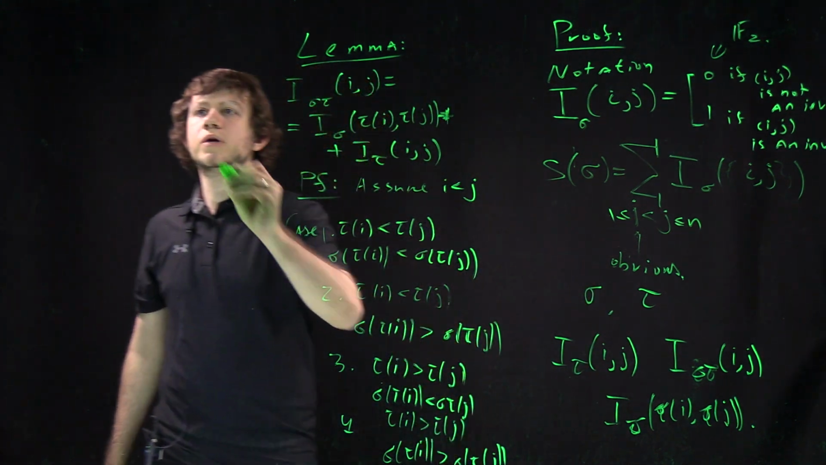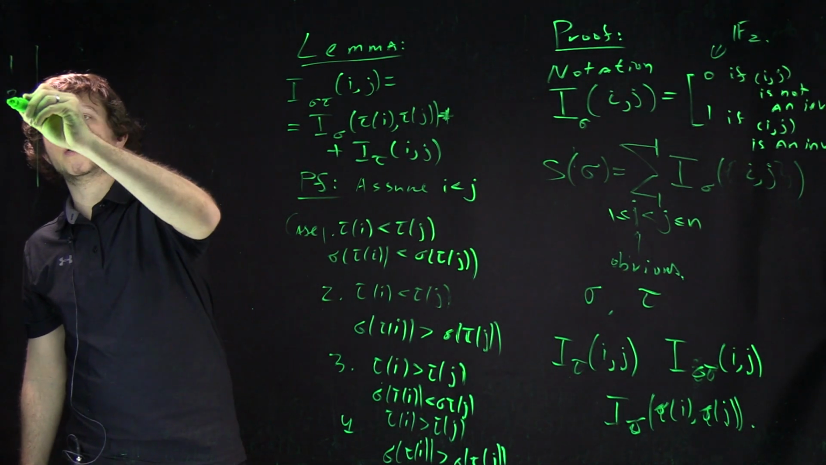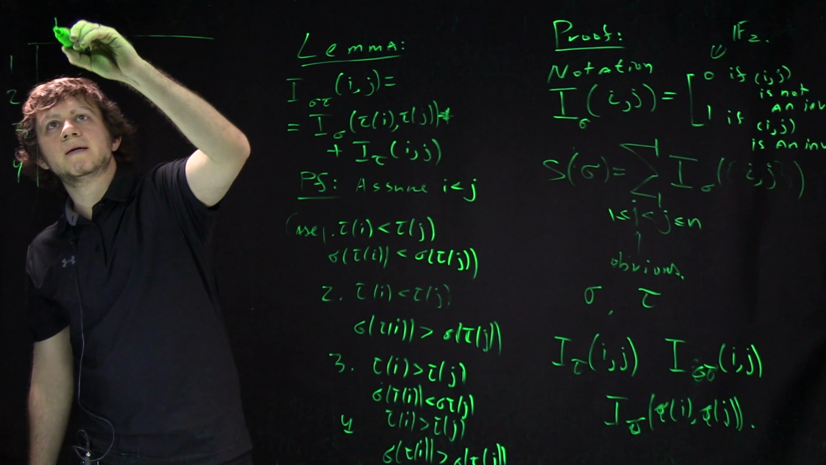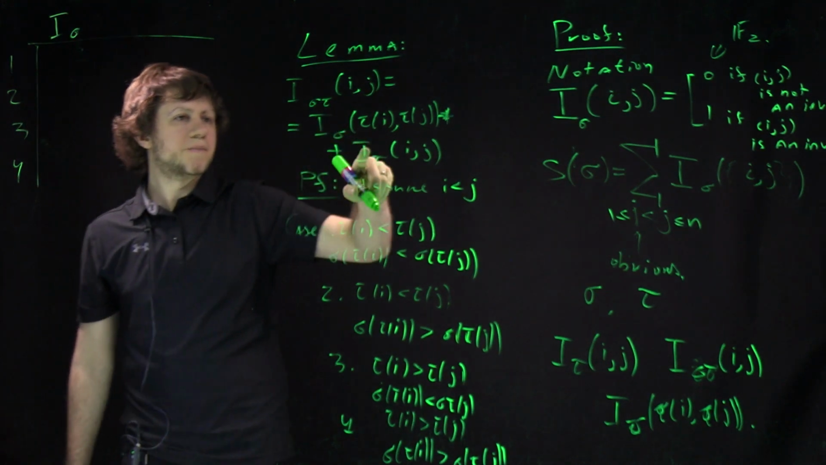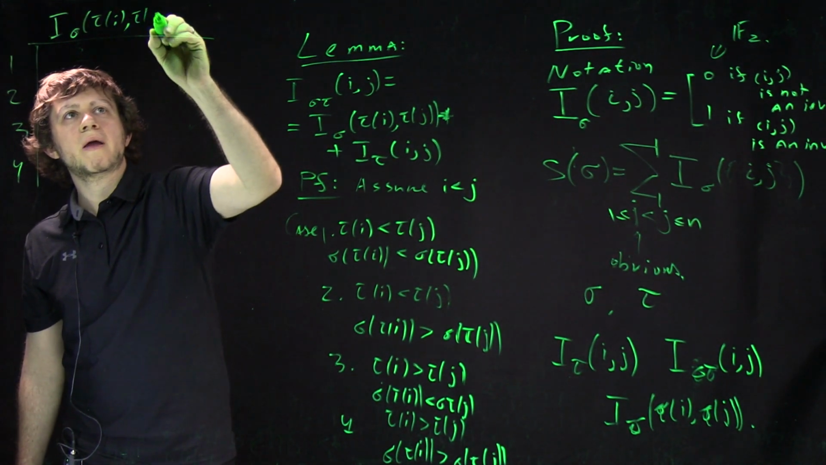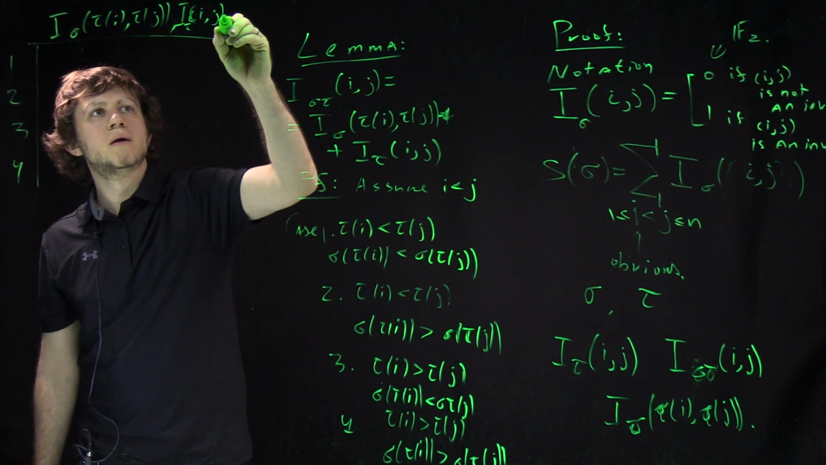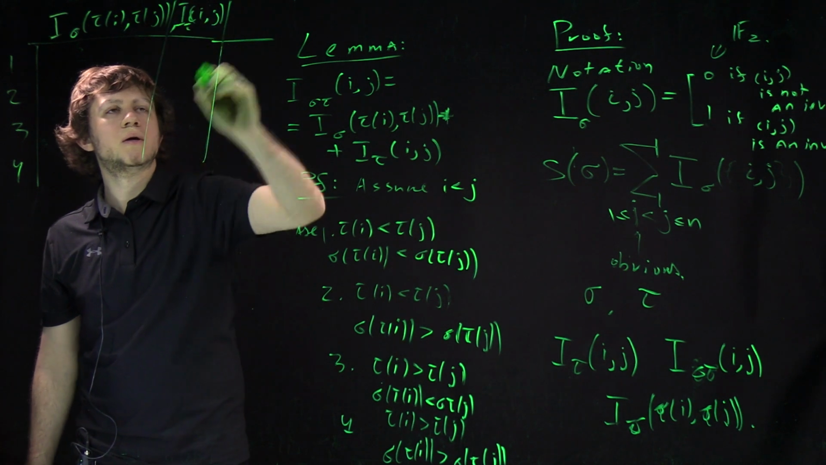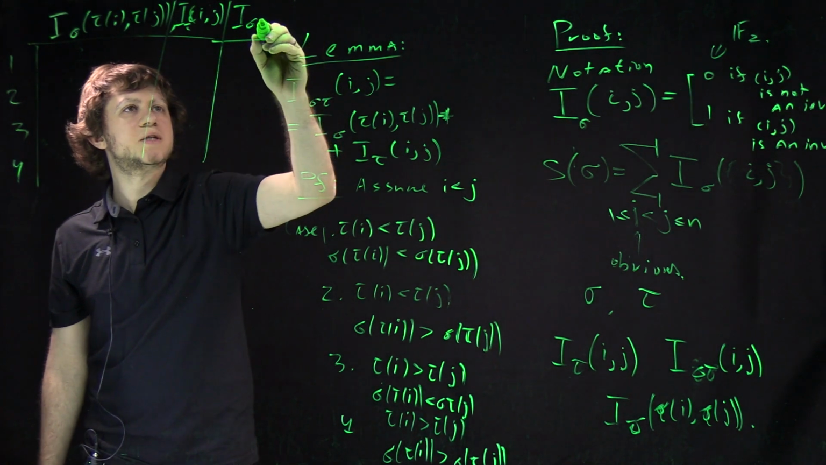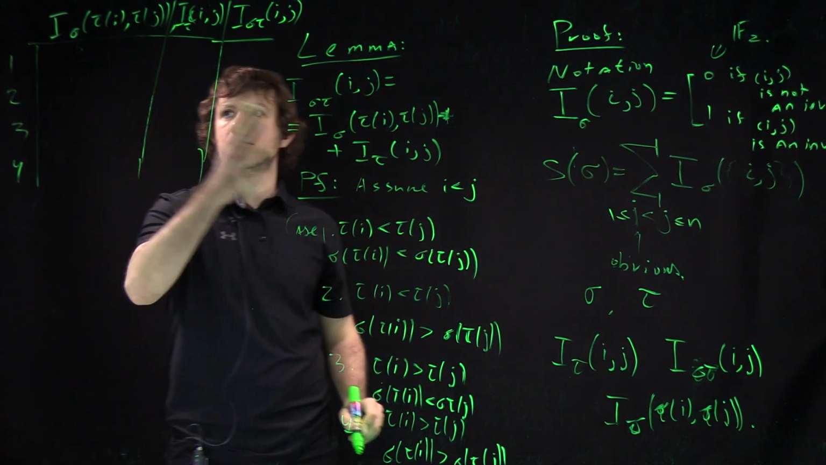So then let's just look at a table. So let's consider this table. Here I will just write down cases 1, 2, 3, 4. And here I will write down these numbers: I sigma of tau of i, tau of j, and then I tau of ij. And here I will write I sigma tau of ij. Okay, and then there are four cases, and then it's easy to see what happens.